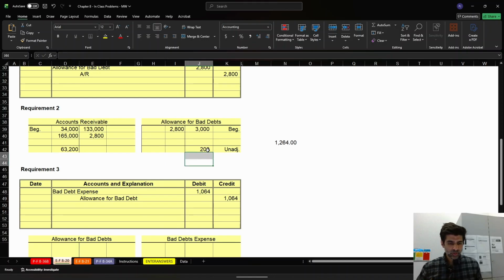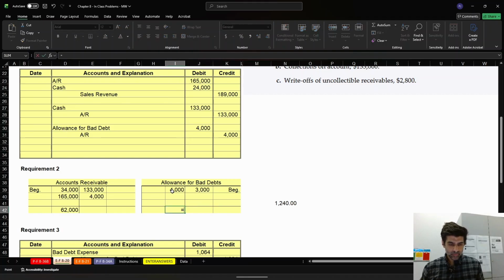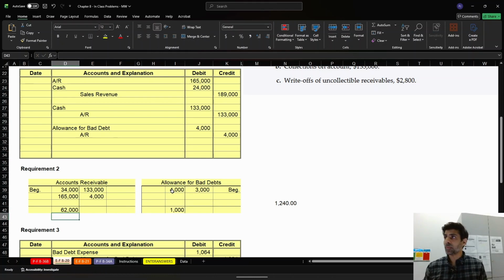Now, let me do a little trick. Let's say that instead of 2,800, this was, I don't know, 4,000. Let's just change this to 4,000. So we change this to 4,000, and change this to 4,000. Now we have a debit balance here, and we have a different balance for accounts receivable. Think about what the adjustment would be now. What is the adjusting entry now? Take a minute, see if you can calculate that.